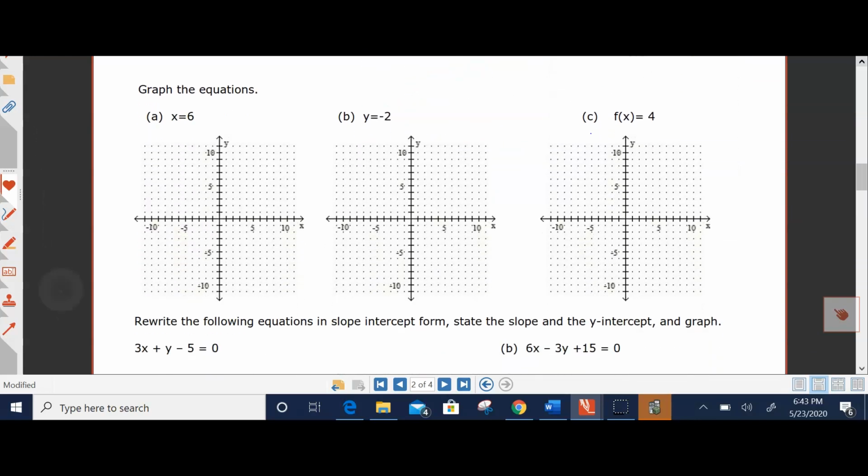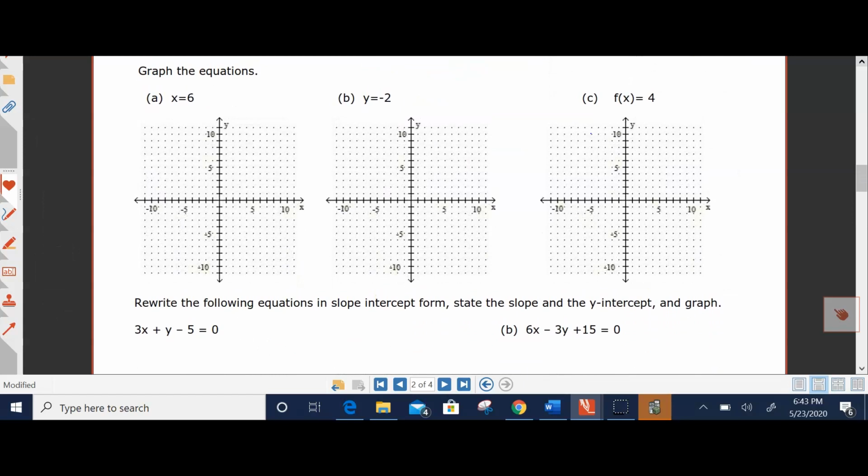There are some other lines we'd like to graph. So what I want you to do is think about these, because it's either a vertical or a horizontal line. Remember, x equal to a number, what we said earlier? It's a vertical line. So all I do is draw a vertical line at the number 6. Easy to graph, right there at 6. Y equal to a number is a horizontal line. So I need to go to the y-axis, find negative 2, which is here, and draw a horizontal line.